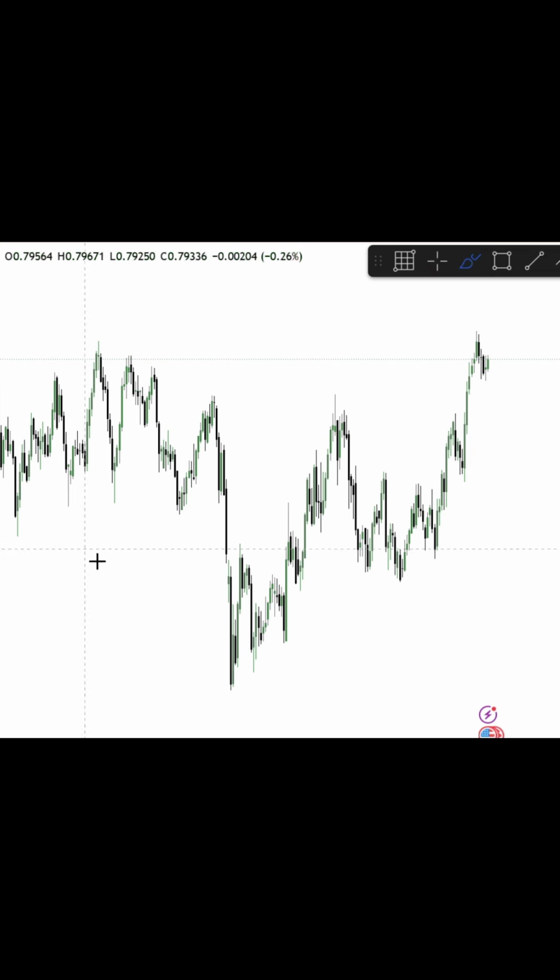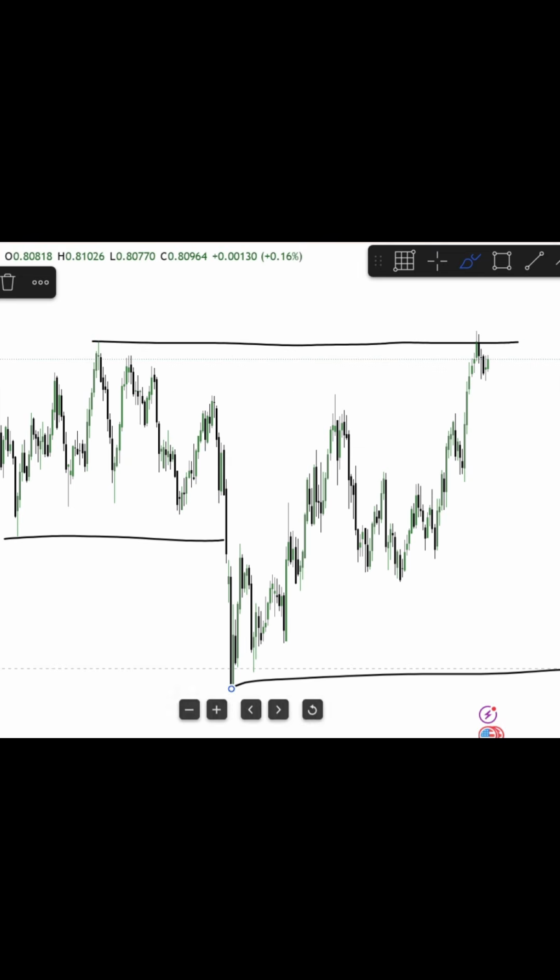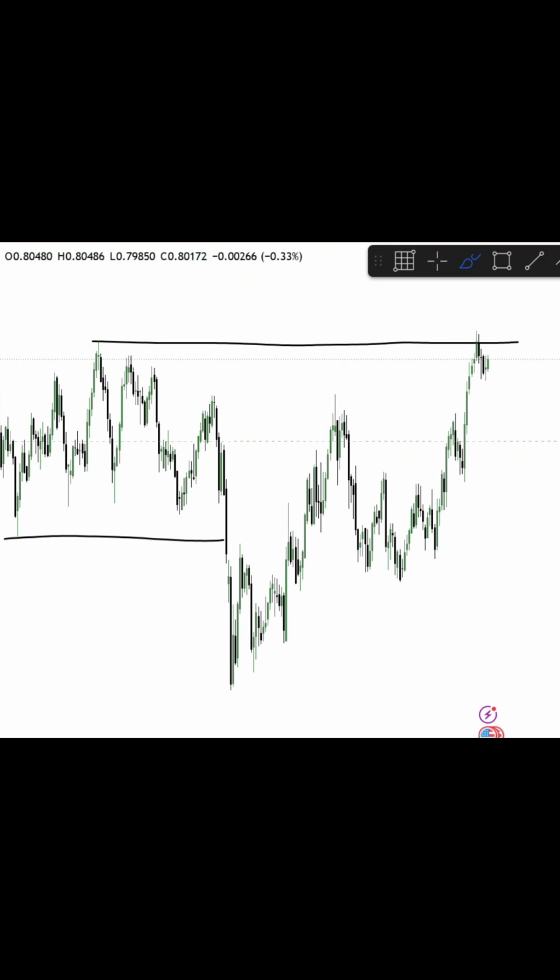Moving on to USD Swiss on the daily time frame, we can see we've had our break of structure towards the downside, and this is the current swing range that we're trading within. This high failed to break and close above this high, and therefore it's not a valid break of structure. What we've seen is this trend that was pushing price towards the downside, creating lower lows and lower highs.